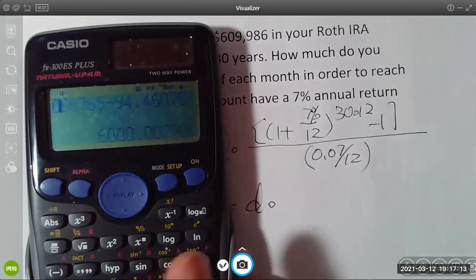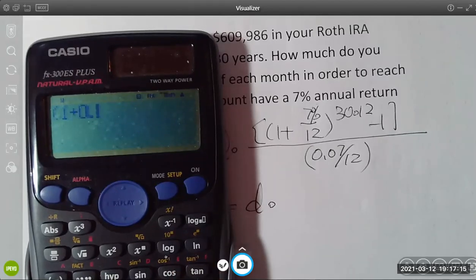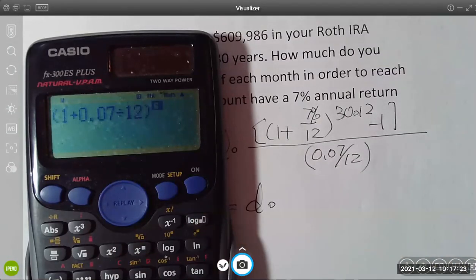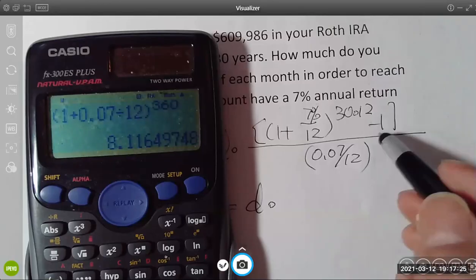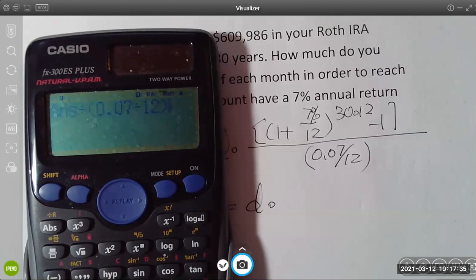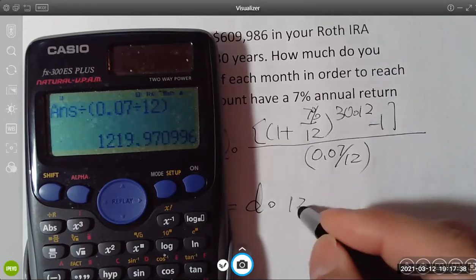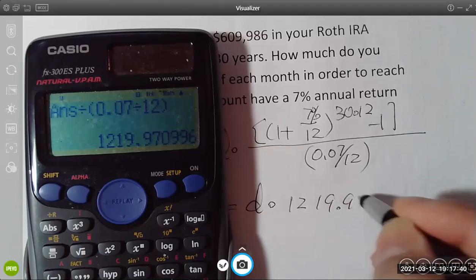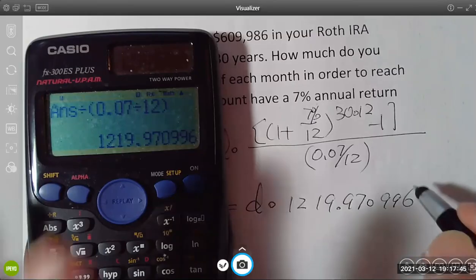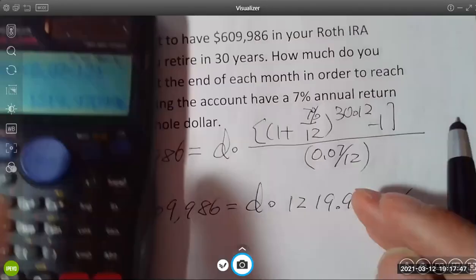Parentheses 1 plus 0.07 over 12, yeah, that's this part, to the power of 360 equals. Then minus 1 equals. Then divided by parentheses 0.07 over 12 equals. So 1219.970996. So we divide by this number on both sides to see what we get.